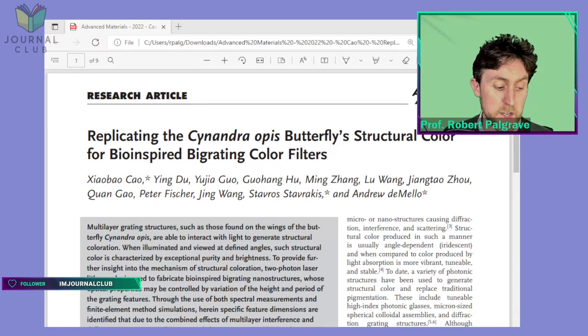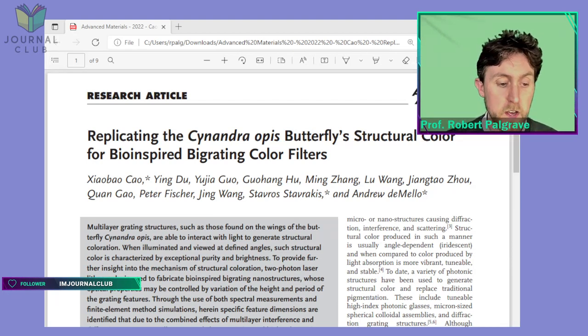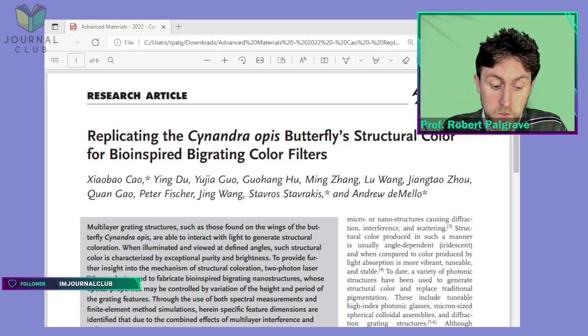And that mechanism is called structural color. So structural color is where you don't have a dye, you don't have a molecule or a substance which is absorbing light. The reason that you get color is because of the actual shape or the actual structure of the thing itself, of the object itself.